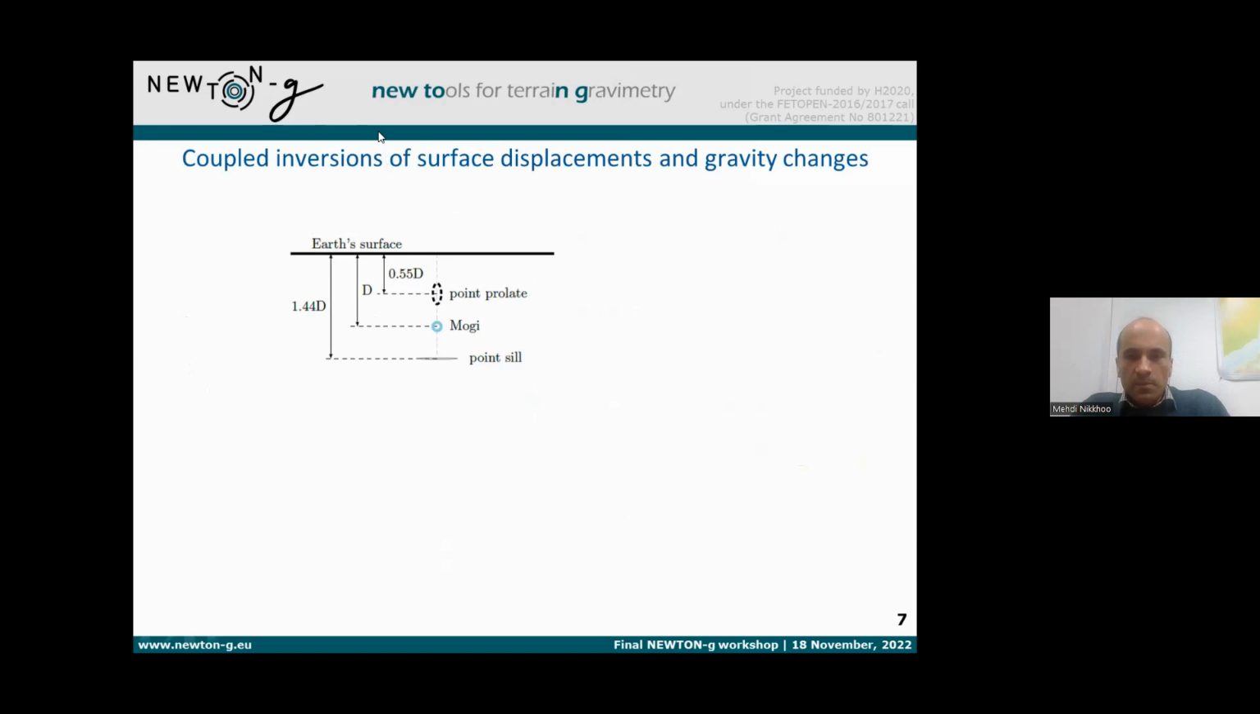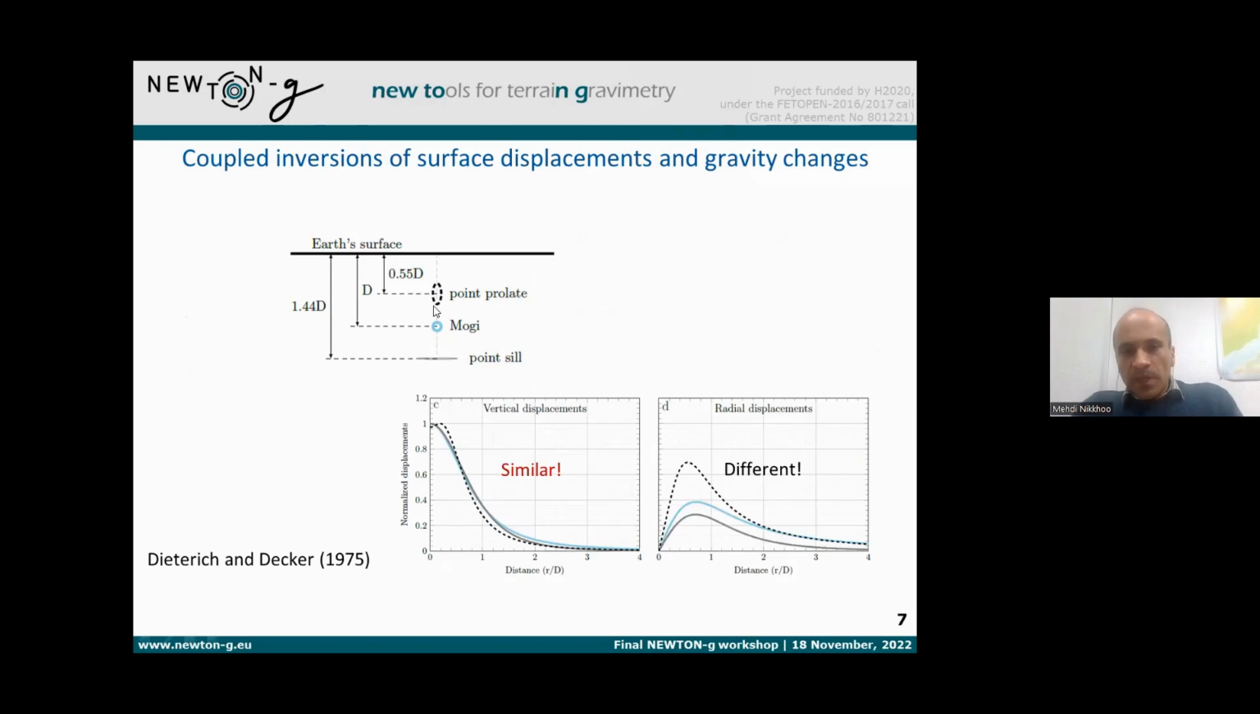Now I will basically say some points regarding coupled inversions of surface displacements and gravity changes. So here we have sources of different geometries located at different depths. If we adjust the sources well, we can see that in some cases we can have very similar vertical displacements. As noticed by Dietrich and Decker 1975, in these cases, from the vertical displacements, we cannot infer the source geometry and source depth uniquely.